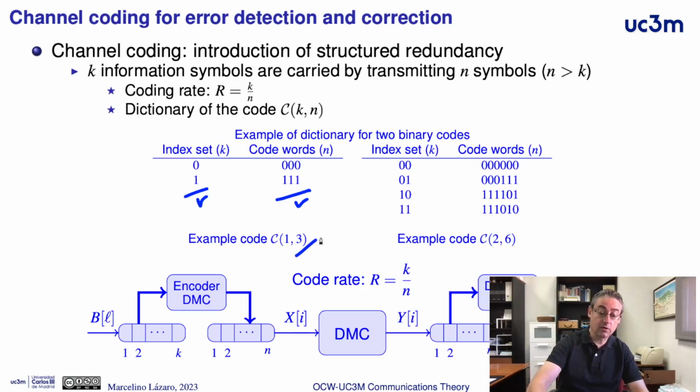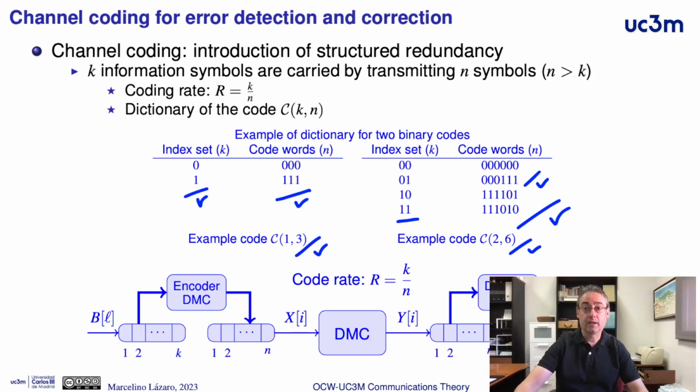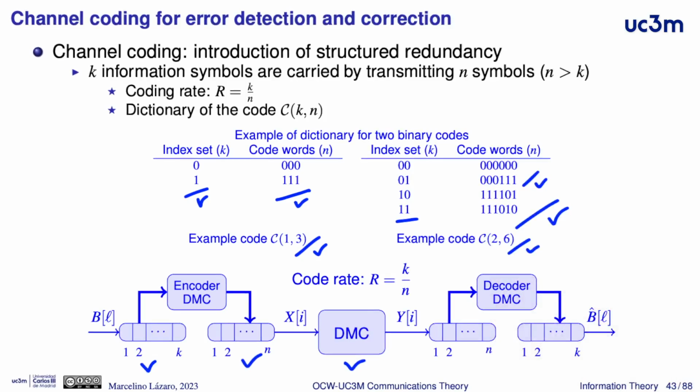Here we have an example for a code with K equal to 1 and N equal to 3. Here we have another dictionary for another code with K equal to 2 information bits and N equal to 6. The coded words are words of 6 bits. In the transmitter, the information bits are split in blocks of K bits. Each block, according to the dictionary, will be converted into a block of N bits. These blocks of N bits are transmitted in the discrete memoryless channel, and then at the receiver, each block of N bits is converted back to the K information bits.